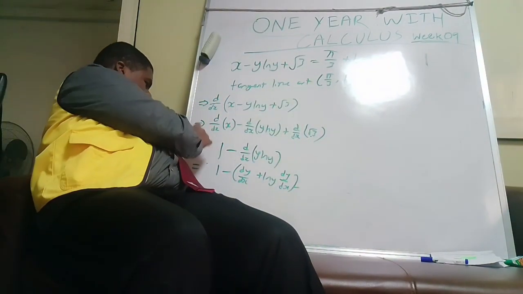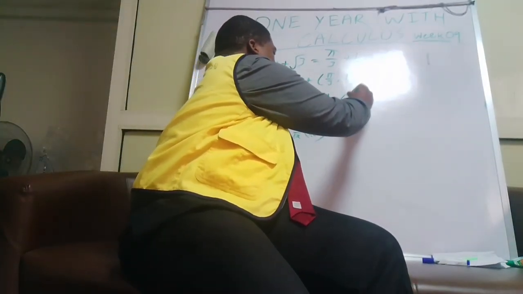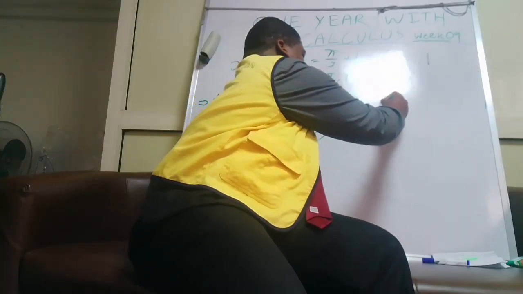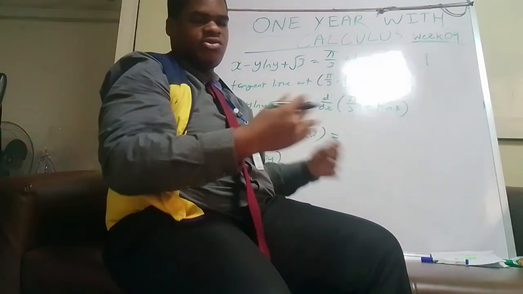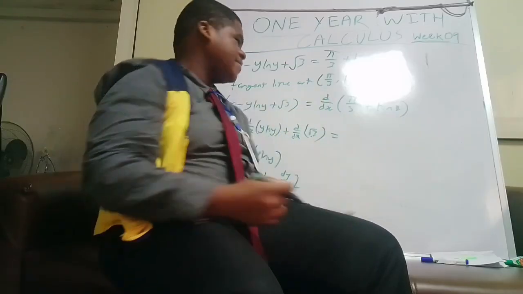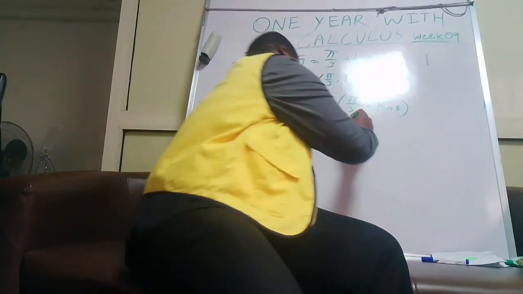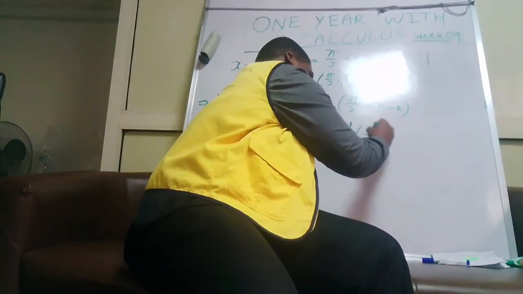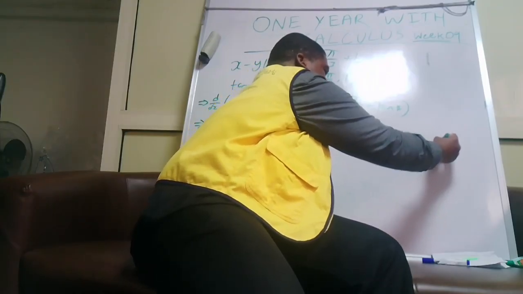For the right hand side, we have this is equal to the derivative with respect to x of pi over 3 plus tan x. The same thing happens. You can separate the derivative: the derivative of a sum is equal to the sum of the derivatives, basically. So we have the derivative with respect to x of pi over 3 plus the derivative with respect to x of tan x.